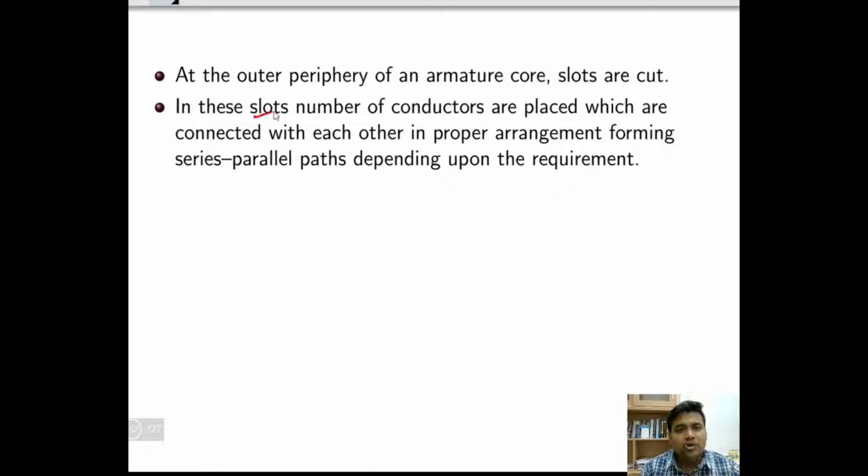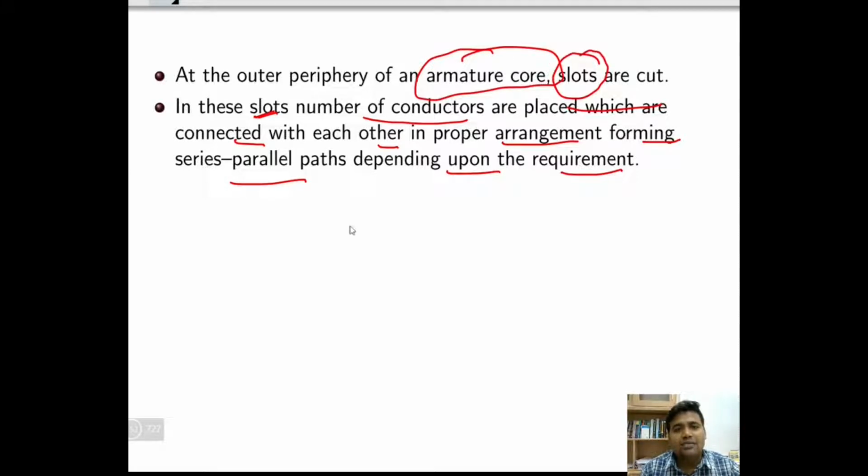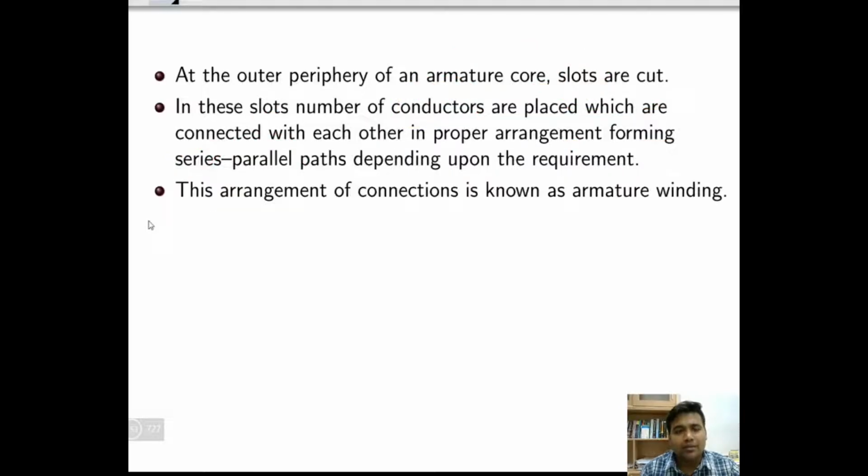Now in these slots, a number of conductors are placed which are connected with each other in proper arrangement, forming series parallel paths depending upon the requirement. So the armature core will have some slots, and in these slots the conductors will be placed, connected in the form of series parallel paths depending upon the requirement. This arrangement of connection is known as the armature winding.